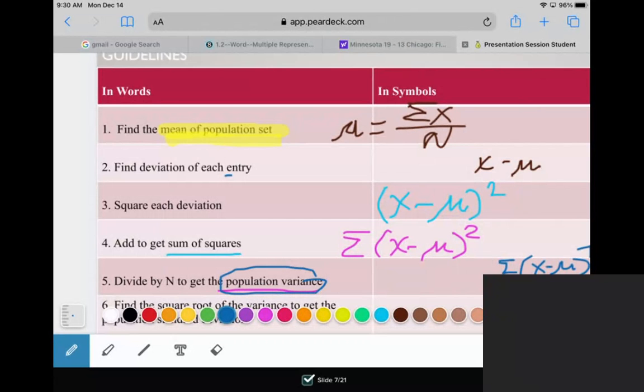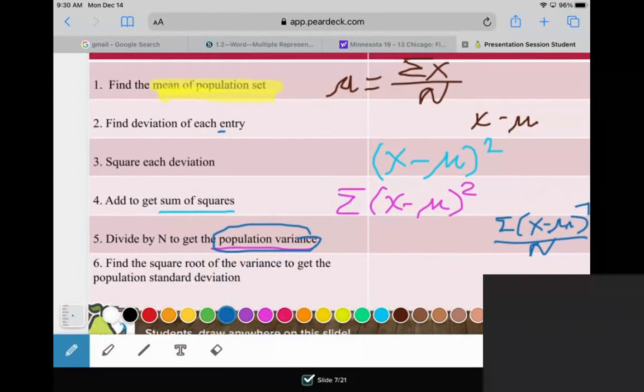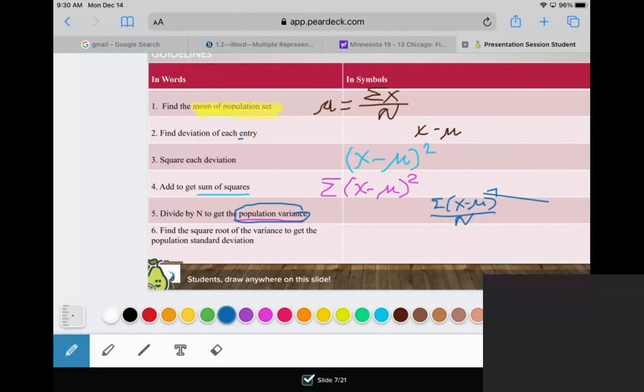Okay? And then the last one is take the square root of the whole thing. That's what I say, find the square root. So square root of the summation of all of deviation square over the total entry.